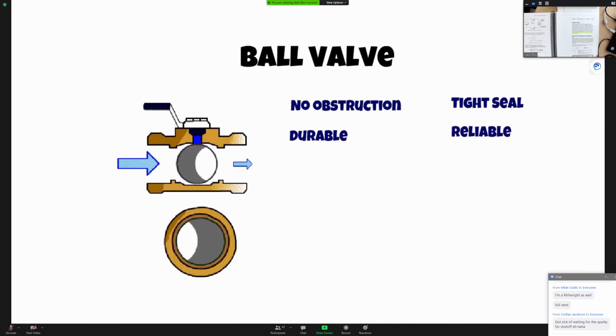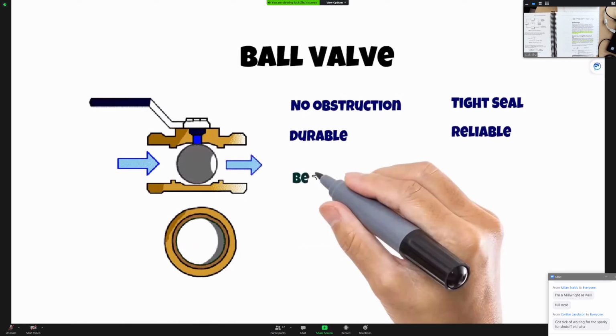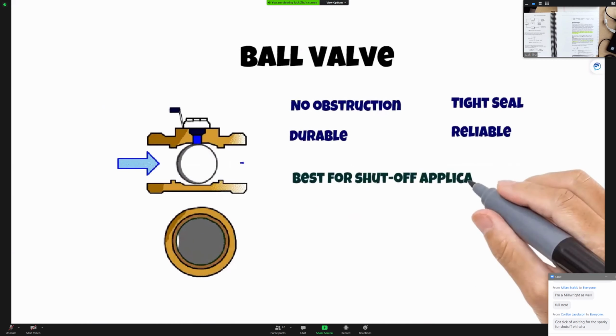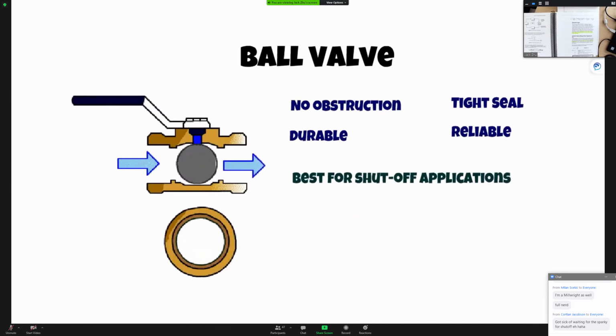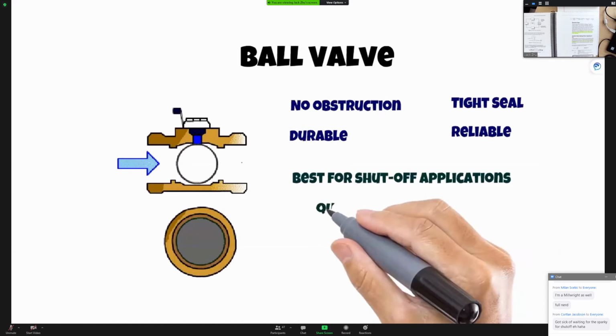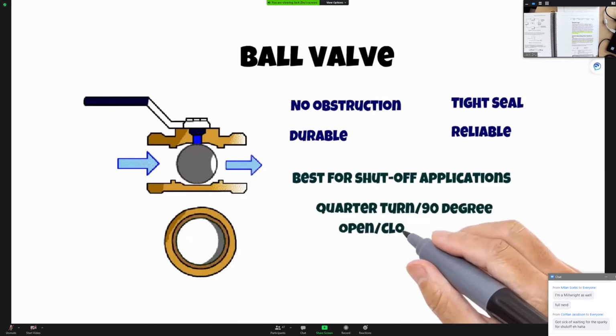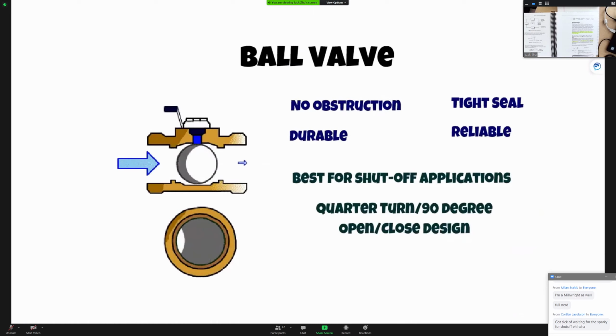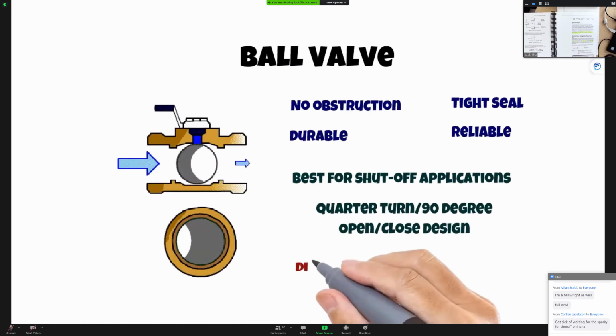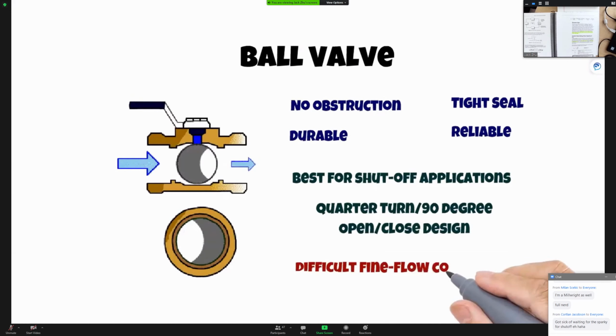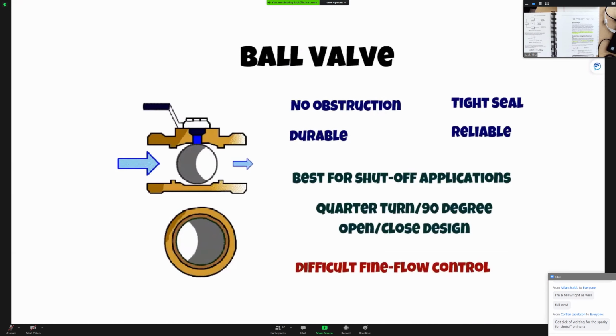They can survive in dirty and harsh environments and can operate even after long periods without regular cycling. I have personally seen ball valves operate even after 40 years in an industrial setup. They're best suited for shut-off applications thanks to their quarter turn, or 90-degree open/close design. The quarter turn action also makes ball valves very difficult to fine-tune and control output, so they are not recommended for fine flow control.